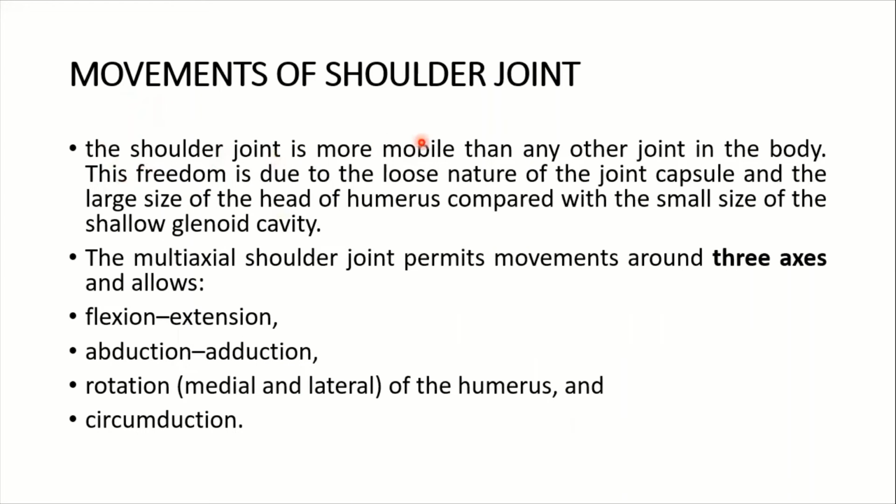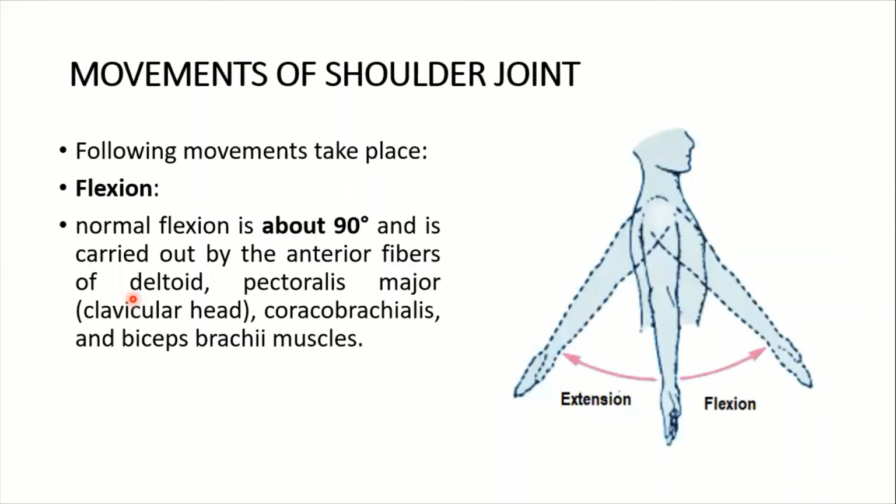So the shoulder joint is more mobile than any other joint in the body. I told you already, this freedom is due to the loose nature of the joint capsule and the large size of the head of the humerus compared with the small size of the shallow glenoid cavity. The multi-axial shoulder joint permits movements around 3 axes and allows flexion and extension, abduction and adduction, rotation, which is medial rotation and lateral rotation of the humerus, and circumduction. So the following movements take place and the muscles involved are mentioned.